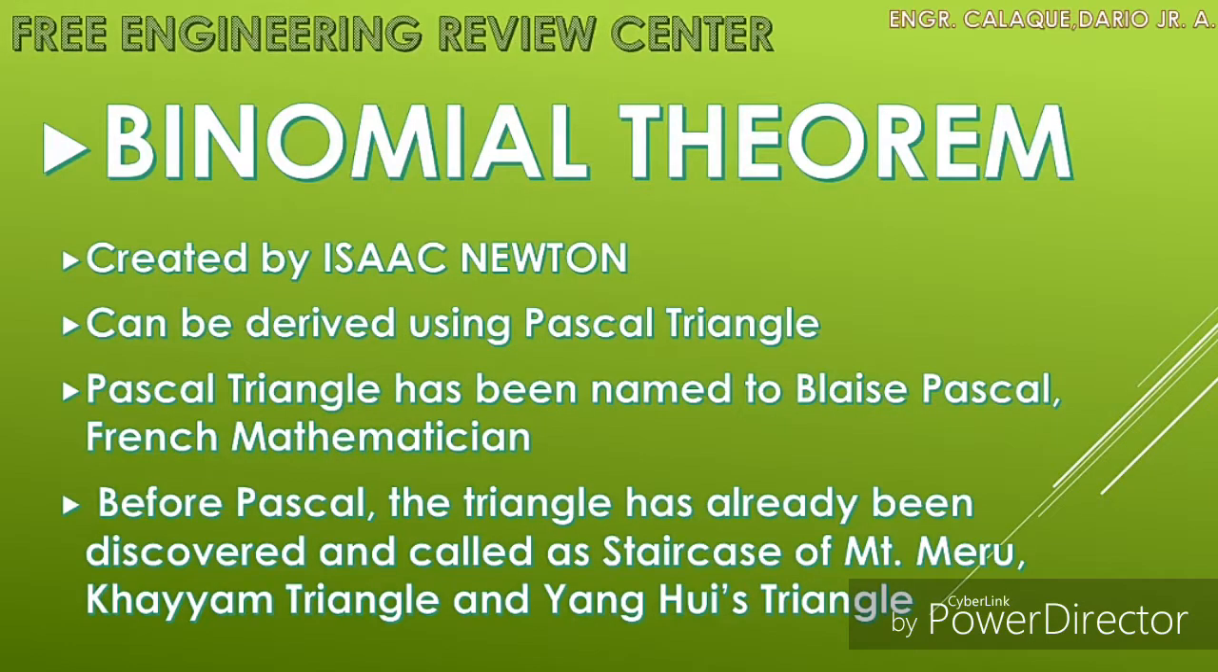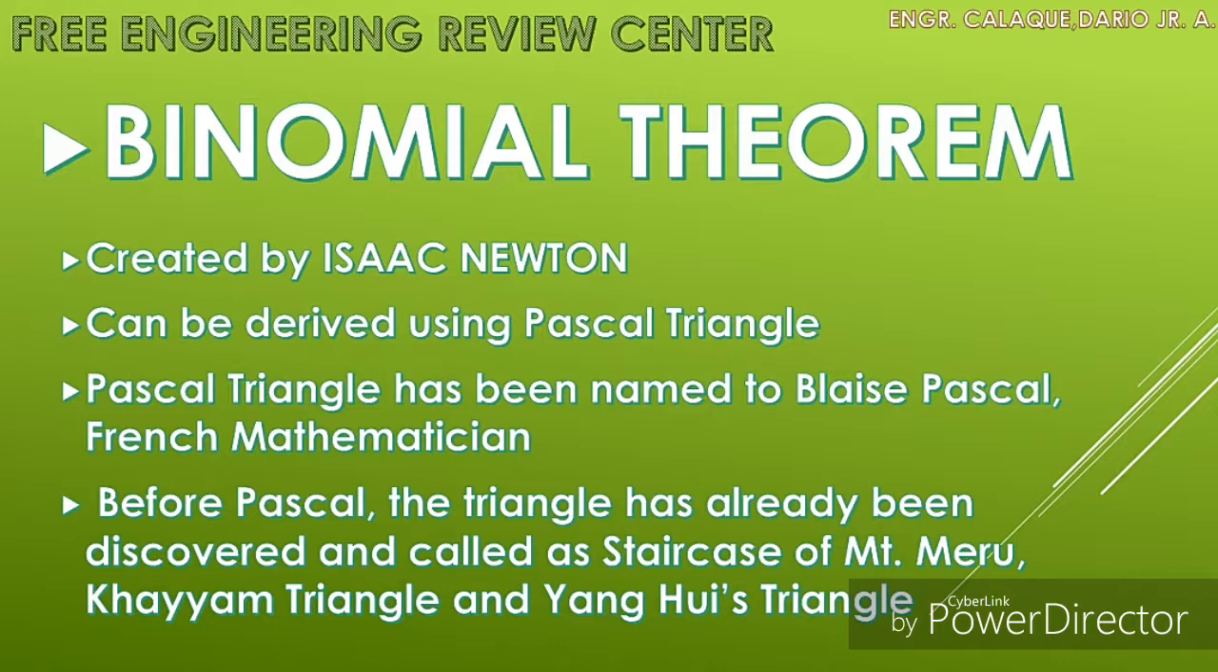The topic that I'm going to discuss is the binomial theorem. We have here a brief description of its history. The binomial theorem was actually created by Isaac Newton, one of my favorite scientists. However, the binomial theorem can be derived using Pascal's triangle. Pascal's triangle has been named after Blaise Pascal, a French mathematician.